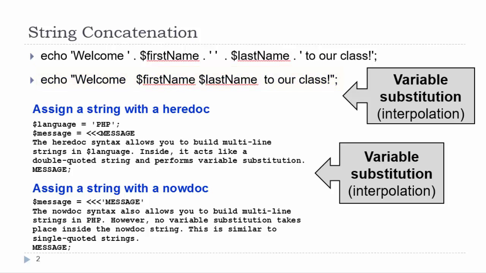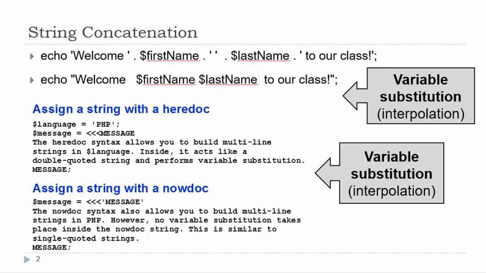There are two other ways of working with strings in PHP. One is called a here doc, and this is useful for building a long string. You start with an identifier and the here doc operator, and then you code in your quote in the same way that you would with double quotes, and then the string ends with the identifier. So this is similar to using the double quotes.